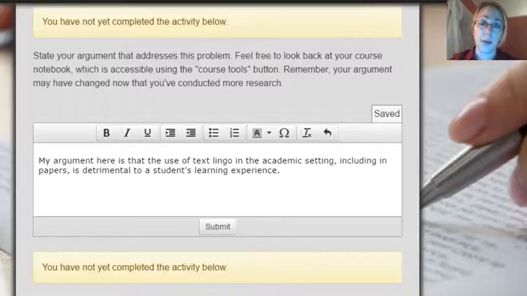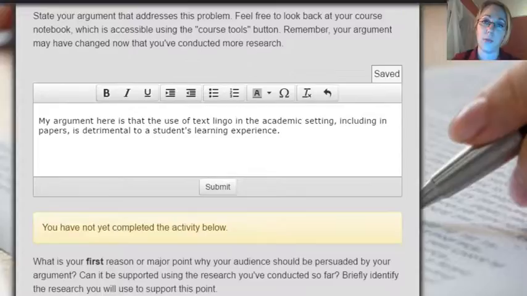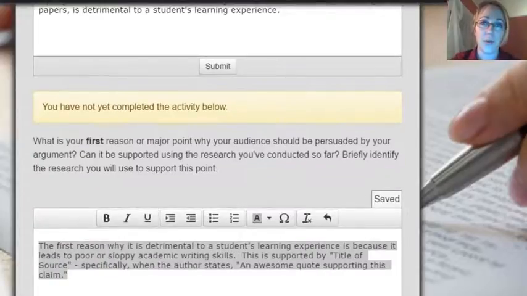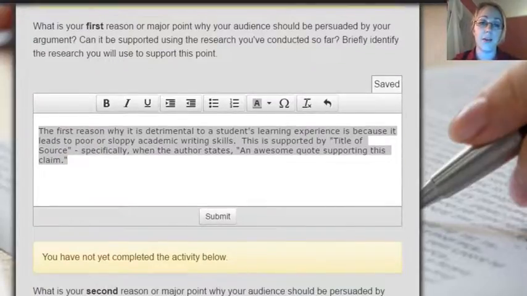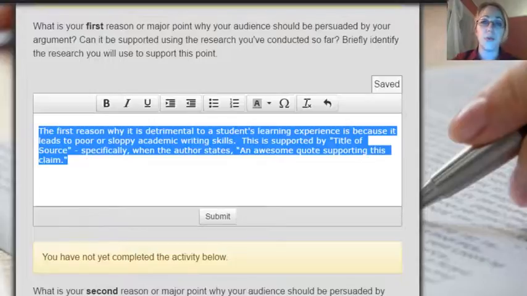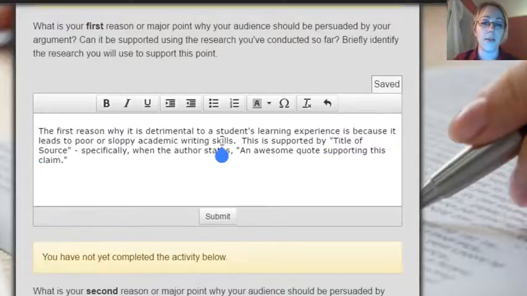So for my example, for the paper that I'm writing, I would state, my argument here is that the use of text lingo in an academic setting, including in papers, is detrimental to a student's learning experience. That's what I'm arguing. That's what I'm trying to persuade my audience to believe. Because remember, we're persuading, we're not just informing. Although informing goes hand in hand with persuasion, we really want to make sure that we are phrasing our argument as a persuasive approach.